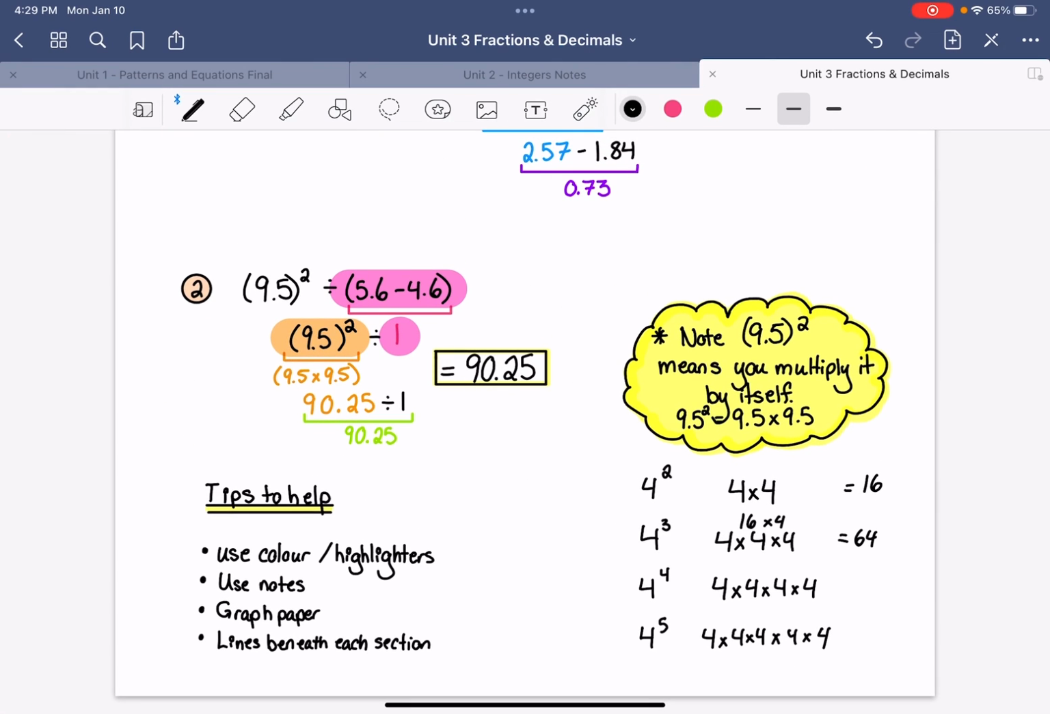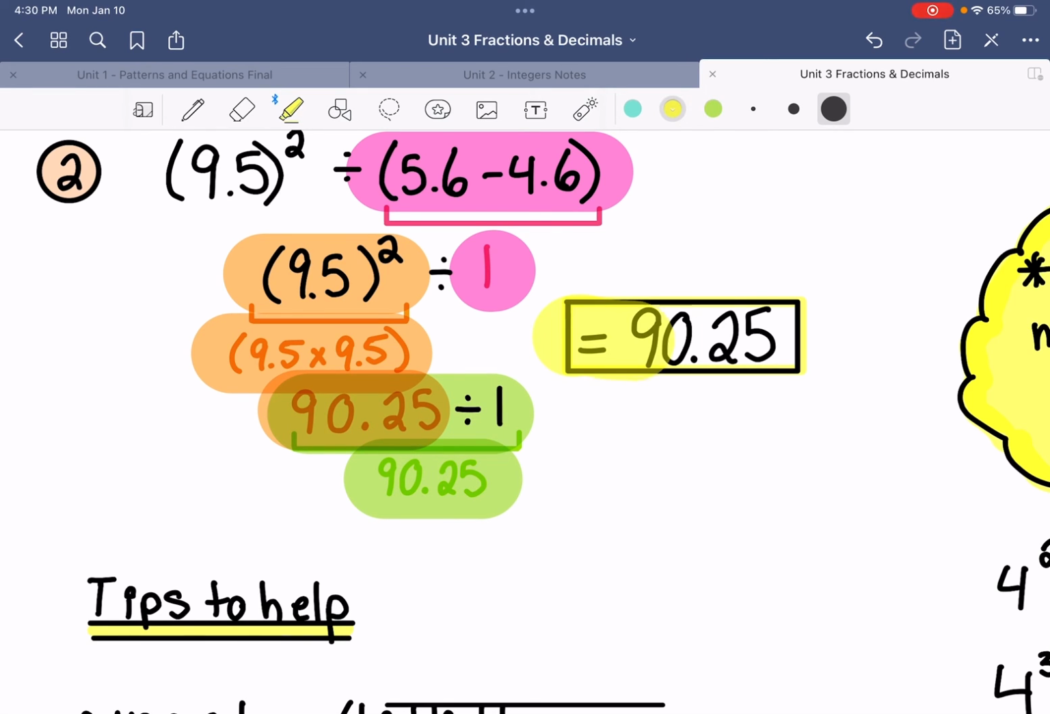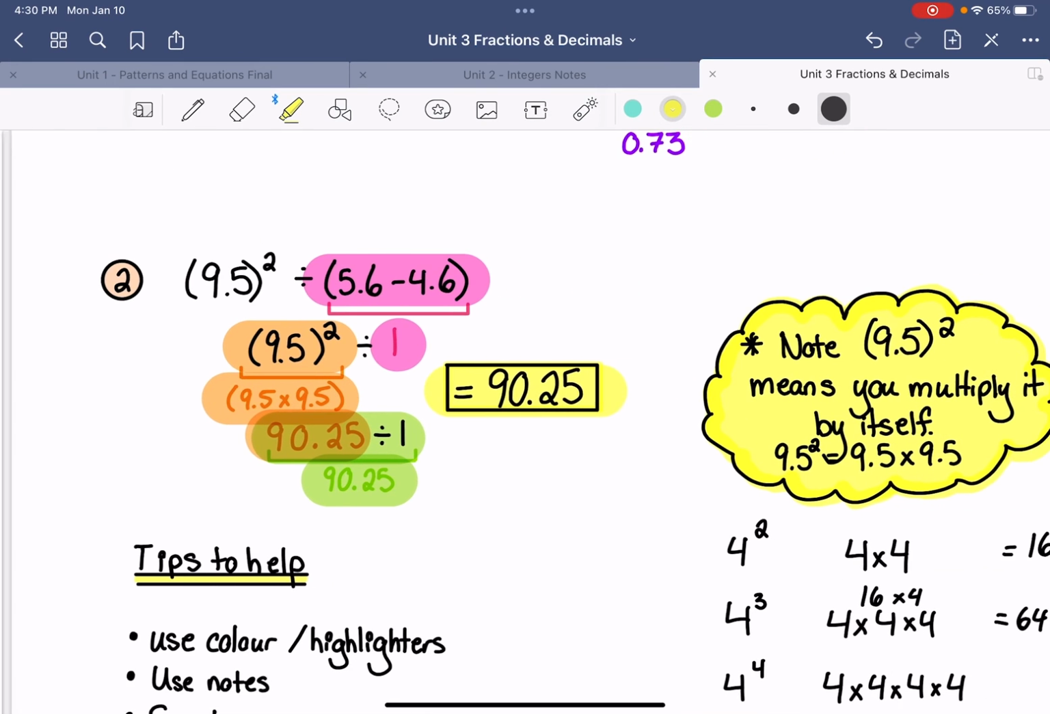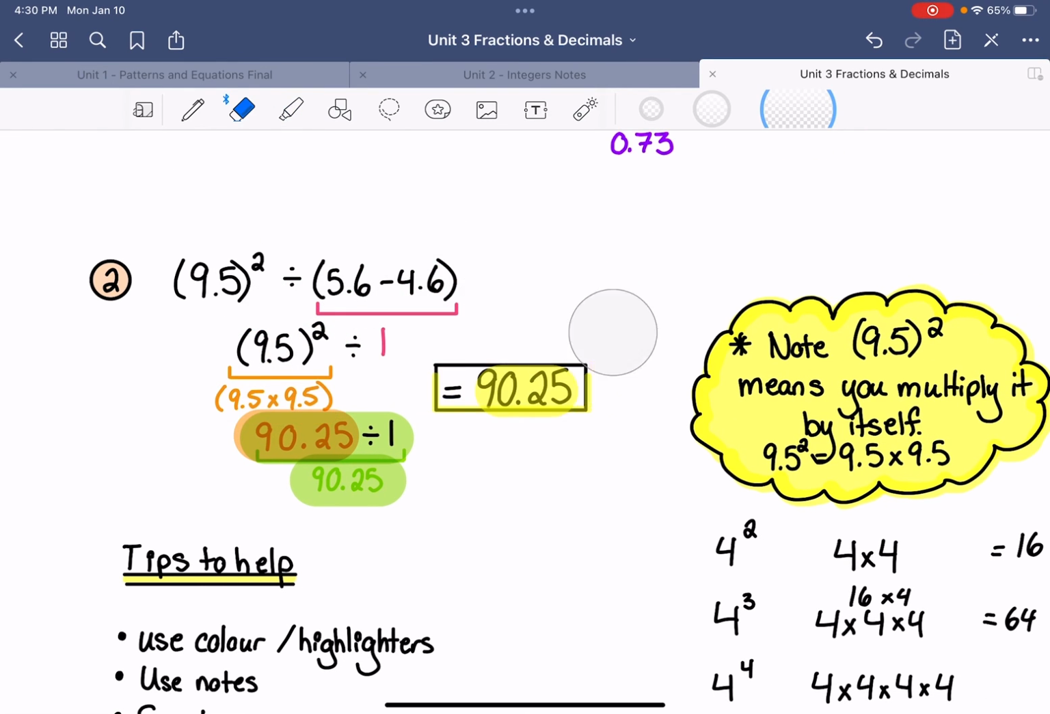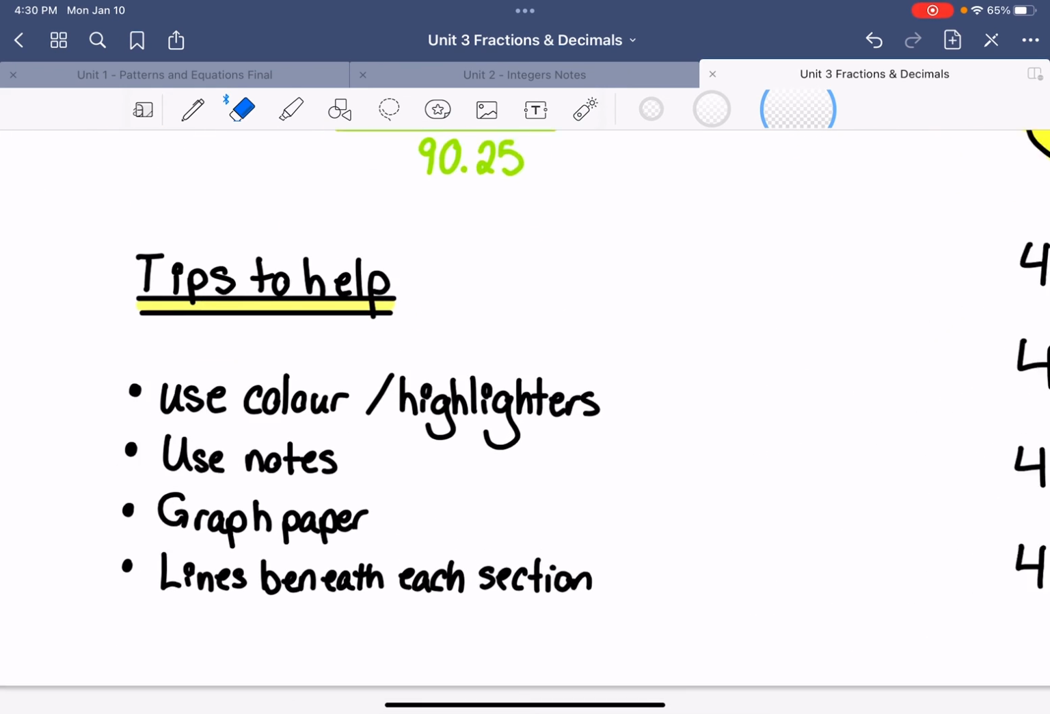All right. So in this example, our amount is 9.5 times 9.5. That's going to equal 90.25. Everything else stays the same. So then we're going to look for division. Yes, we have some. It's 90.25 divided by 1. And our answer is 90.25.